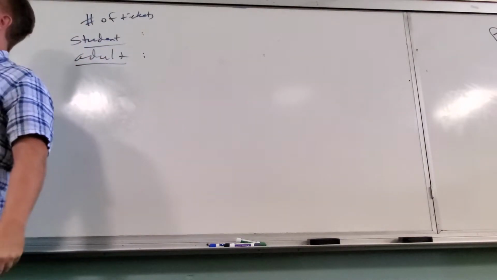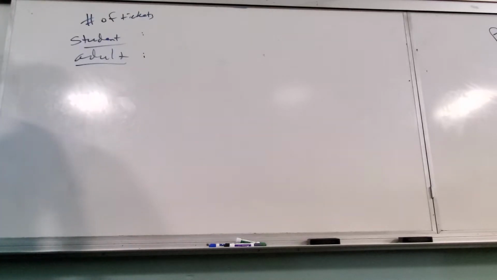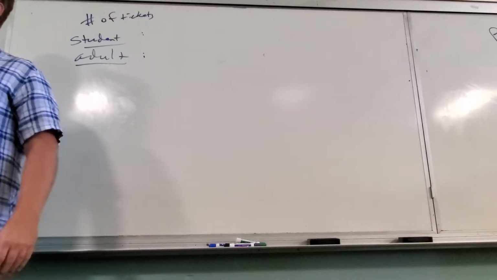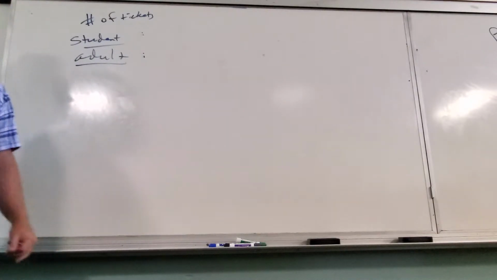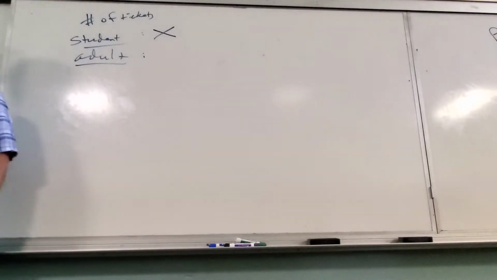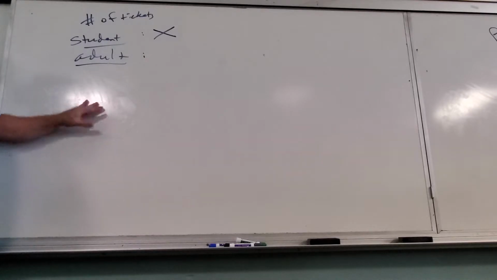So it says the number of adult tickets was 5 less than 3 times the number of student tickets. So it looks like adult tickets depends on student tickets, so I got to know what student tickets were first. I'm not going to call it S because my 5s look like S's, so I can call it X. Let's be old school.